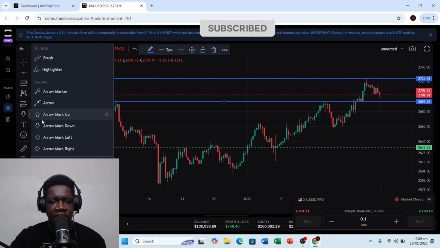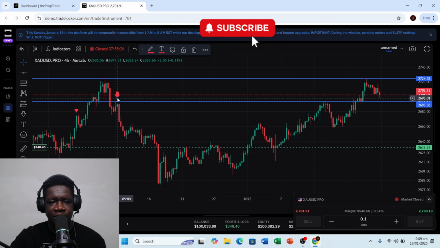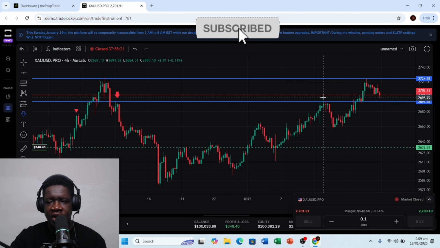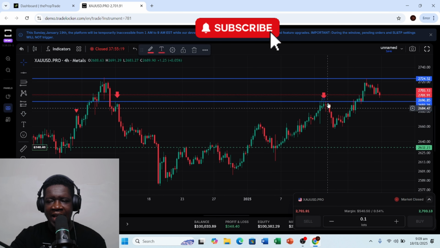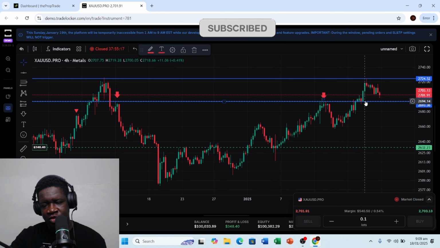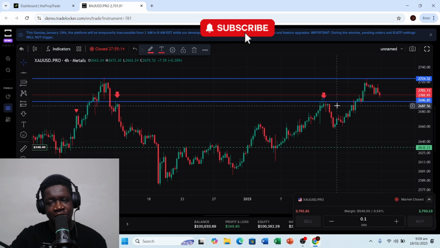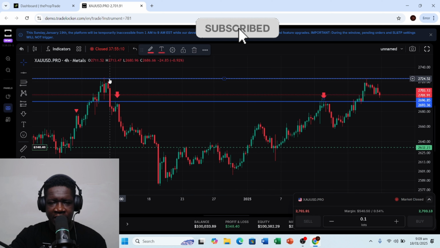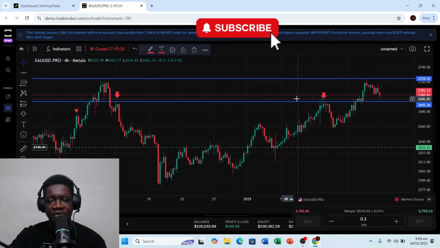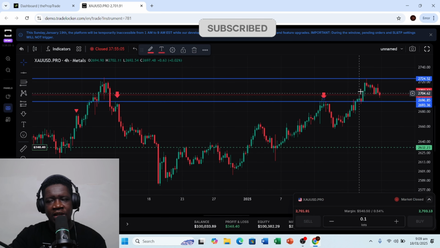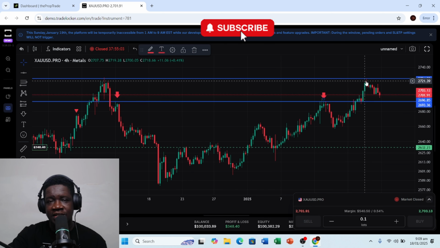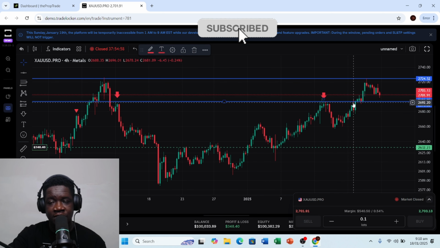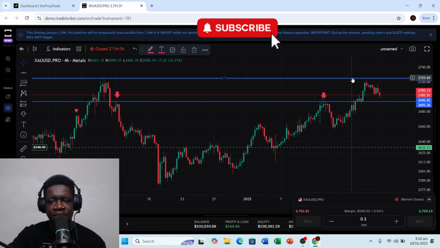Why? Because if you look at this carefully, at this point price got rejected, at this point price also got rejected. That was the resistance, it got broken, and then price got to the current resistance. So the previous resistance is now the support, and then we now have a current resistance. It just tells us that the price is ranging between the previous resistance, which is currently the support, and the current resistance.